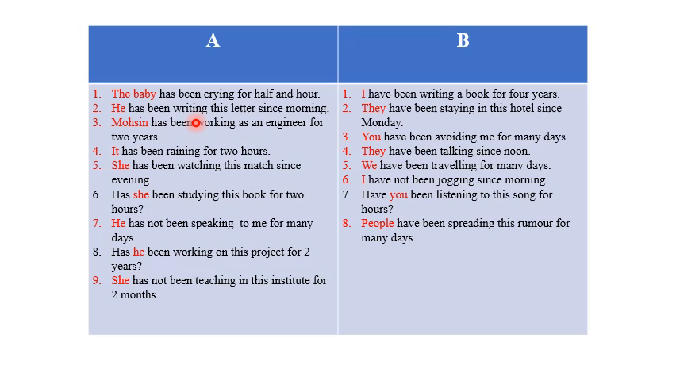Again, he, the singular pronoun, has been writing this letter since morning. Mohsen, again the subject is a singular name, has been working as an engineer for 2 years. It has been raining for 2 hours. Again, it, the singular subject. She has been watching this match since evening.